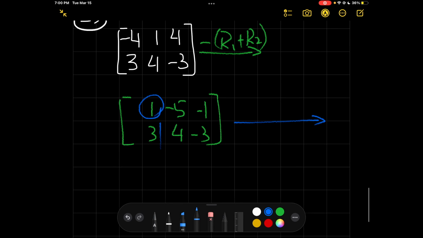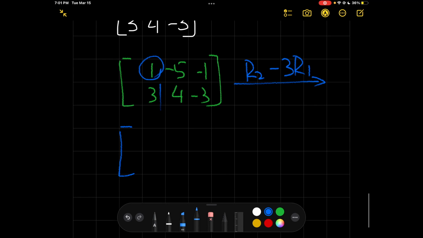And what we can do is, always starting with row 2, because that's what we try to knock out. Row 2 minus 3, row 1. And then we get the first row. Row 2 minus 3 row 1 is 3 minus 3 is 0. 4 minus 3 times -5, which is 4 plus 15, which is 19. And -3 minus 3 times -1, which is -3 plus 3, which is 0.